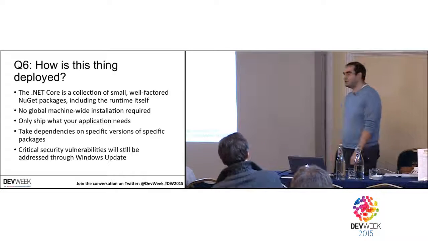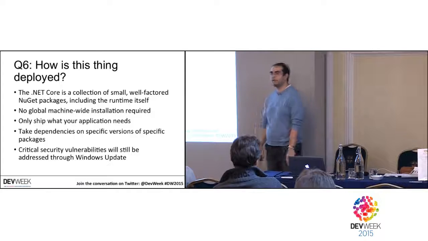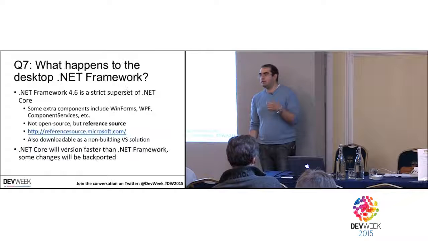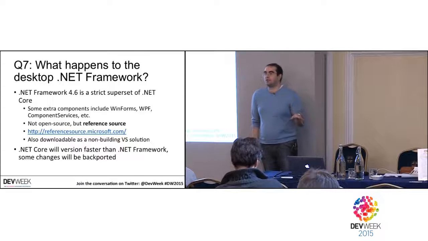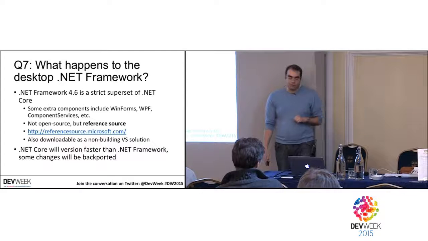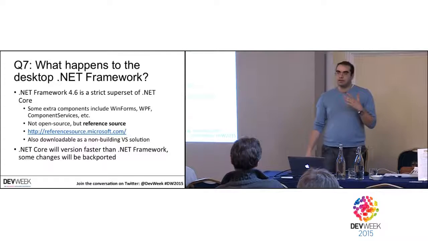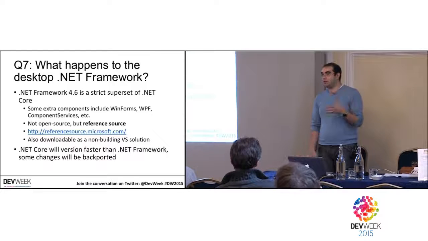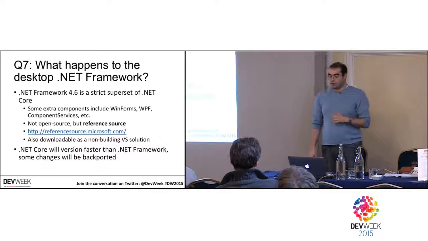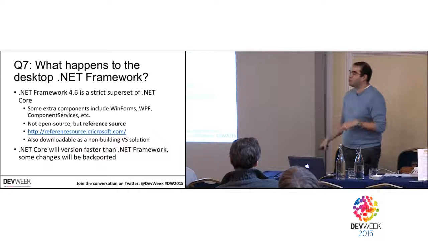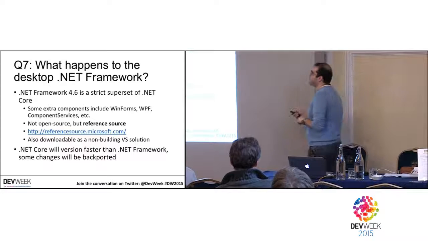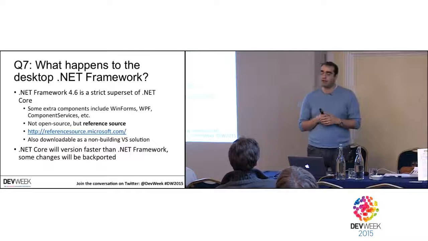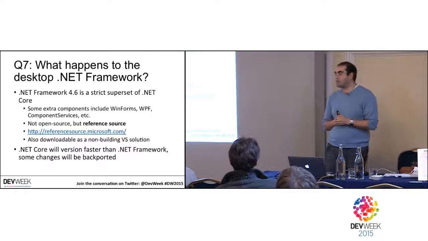Now, what happens to the desktop .NET Framework in this whole story? Notice that .NET Core does not contain every component that the desktop framework contains, such as WinForms and WPF, for example. And the .NET desktop framework isn't dead. Okay, it's still going to be there. It's still going to be deployed through Windows Update. The next version of the .NET Framework is .NET Framework 4.6. And again, stuff like WinForms and WPF and COM+, that's all going to be in the .NET Framework, the desktop framework, for a while now.